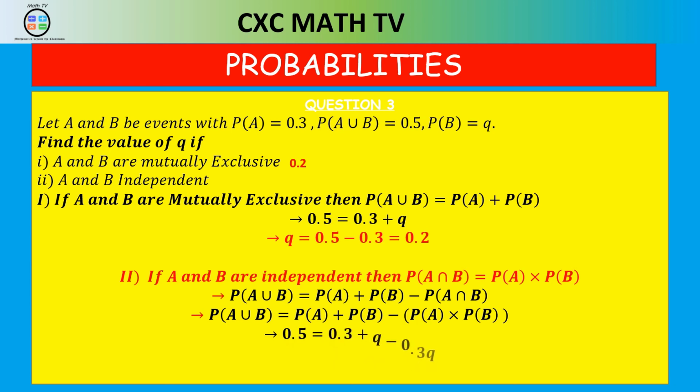So now bring all the Q's on one side. Q minus 0.3Q, that's 0.7Q. And 0.5 minus 0.3 is 0.2. And so 0.2 is equal to 0.7Q. And so we divide both sides by 0.7. And so Q works out to be 2 over 7. So if A and B are independent, then the value of Q is 2 over 7. It is that easy. Nice. So those were some exam style questions there.